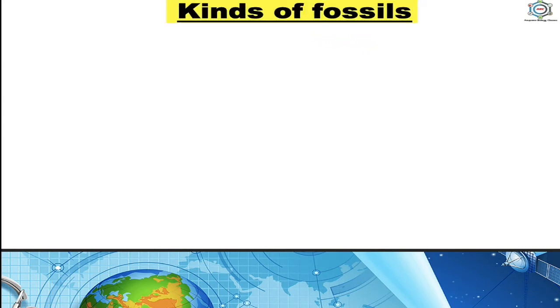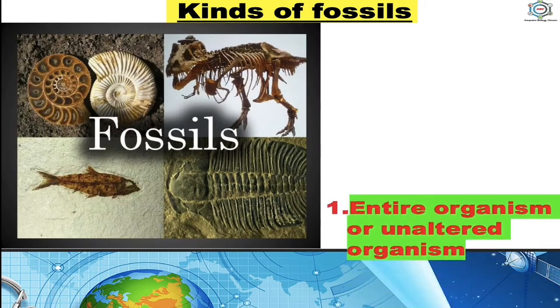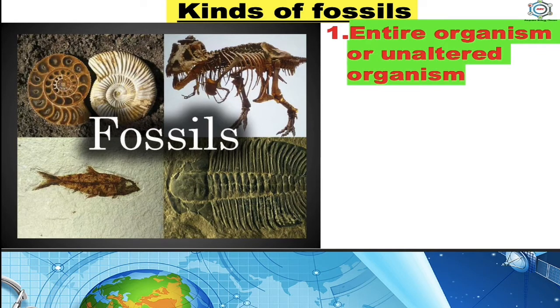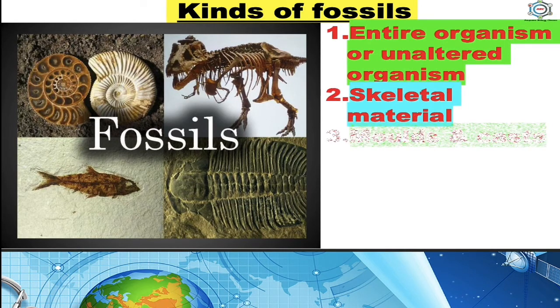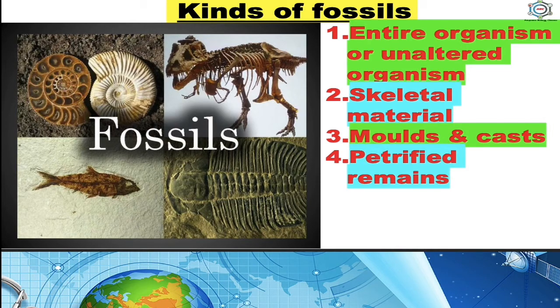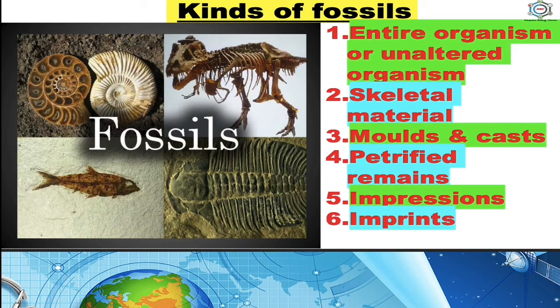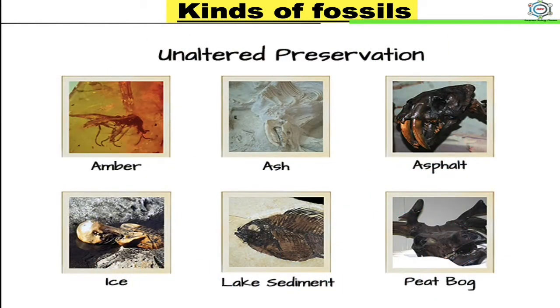After this, now, how many kinds of fossils are there? There are seven main kinds of fossils, in which the first one is entire organism or unaltered organism. Next is skeletal material, then molds and casts, then petrified remains, then impressions, then imprints, and the last is coprolites. So here we will see each one in detail. First one, that is entire organism or unaltered organism. Here the mode of formation of this fossil is frozen in ice, and an example is woolly mammoths found in Siberia.